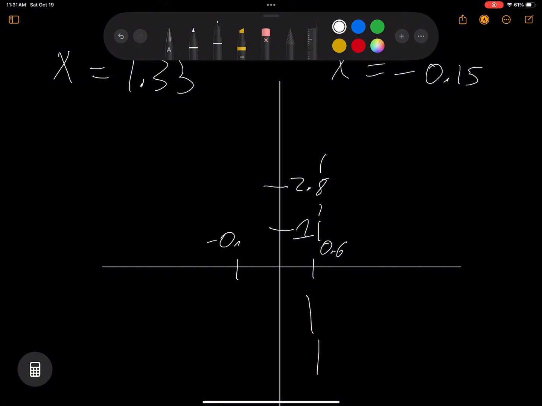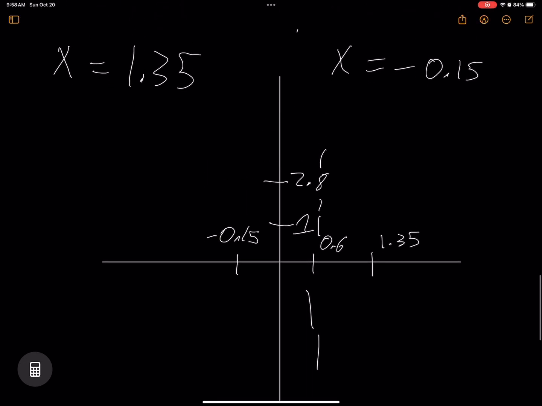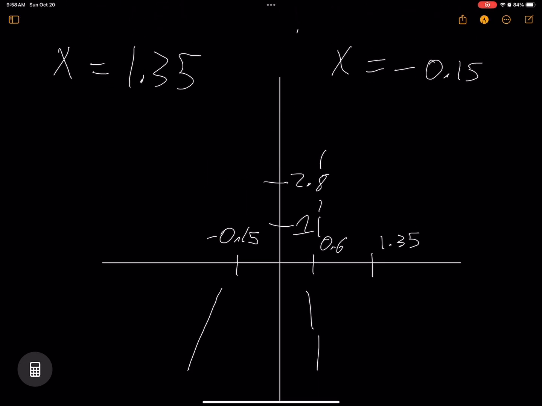And let's just put the line for the axis of symmetry. Alright, now root number 1, 0.15 negative. And root number 2, 1.35 positive. Alright, now that all our values are in, it's time to draw the arc.